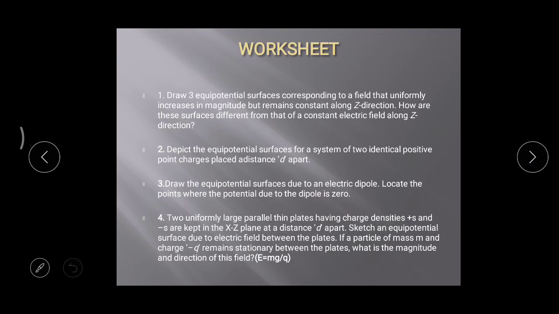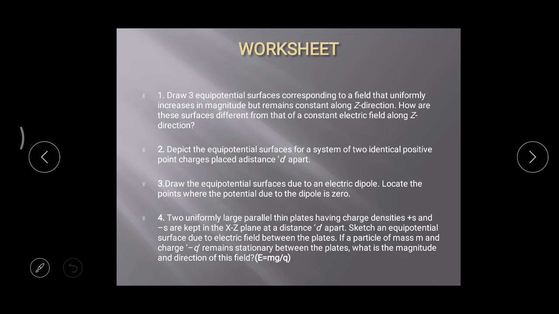So these are some of the examples we had solved, and now these questions are given in the form of a worksheet, which can easily be solved by learning the concept of equipotential surfaces. The question is: draw three equipotential surfaces corresponding to a field that uniformly increases in magnitude but remains constant along z direction. How are these surfaces different from those of a constant electric field along z direction?